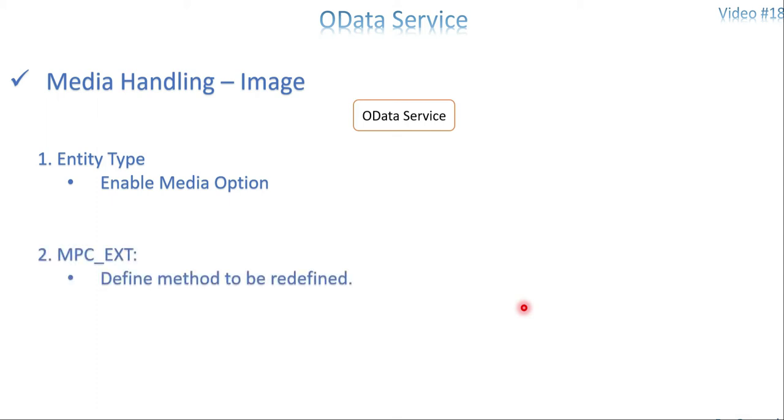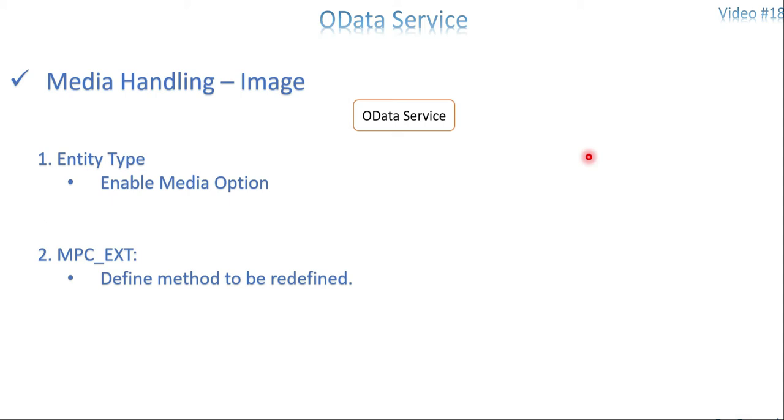Second step, redefine the define method, which comes under the MPC extension class. I have an idea of making a short video especially for the define method, as I have had questions about why we need to redefine this method and what kind of code we have to write. In a very simple way, OData project has its default design. The default design is very simple CRUD operations: create entity, update entity, read entity, and delete entity, like create entity, entity set, whatever it is.